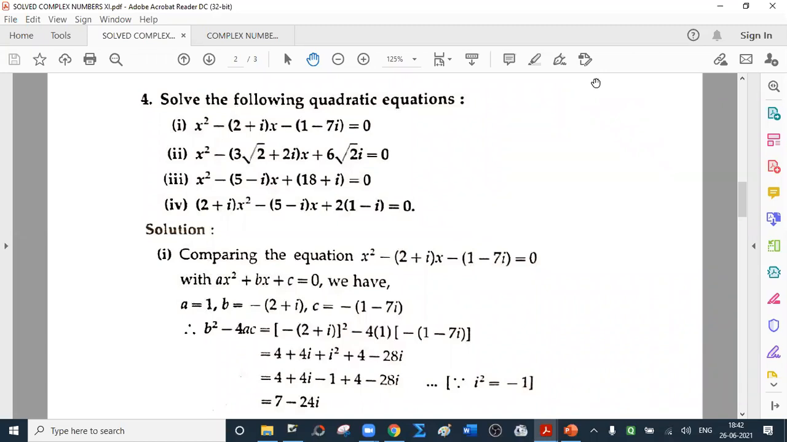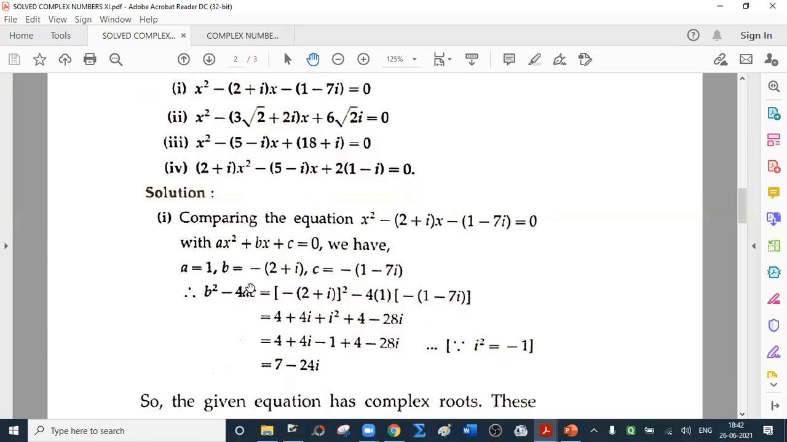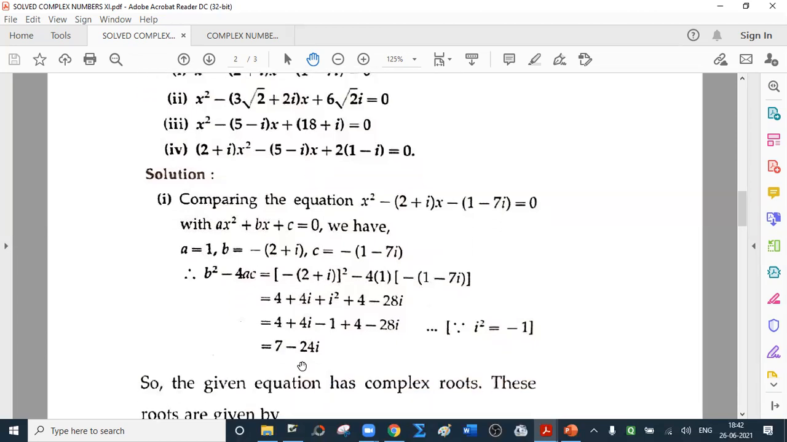Question number 4. Solve the following quadratic equations. First one, please listen to me. Do not write the solution, but please do write the solution after the lecture, because this can also be asked in exam. Comparing x square minus (2 plus i)x minus (1 minus 7i) equal to 0 with ax square plus bx plus c equal to 0, we have a equal to 1, b equal to minus (2 plus i), c equal to minus (1 minus 7i). So find out b square minus 4ac separately.